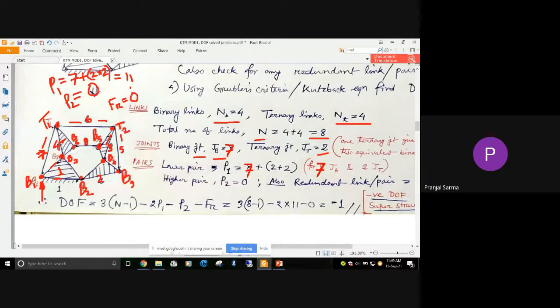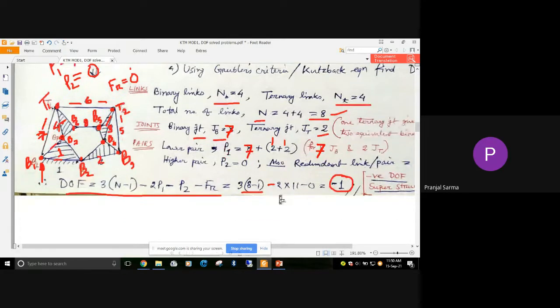So we are just going to use this particular equation, degree of freedom F equals 3 whole into n minus 1 minus 2p1 minus p2 minus fr, and put in the values. 3 whole into total number of links equal to 8, so 3 into 8 minus 1, minus 2 into p1, where p1 is 7 plus 4. Here I am showing the two ternary joints as 2 plus 2. Minus 2 into 11 minus 0. So the answer is coming to be minus 1.